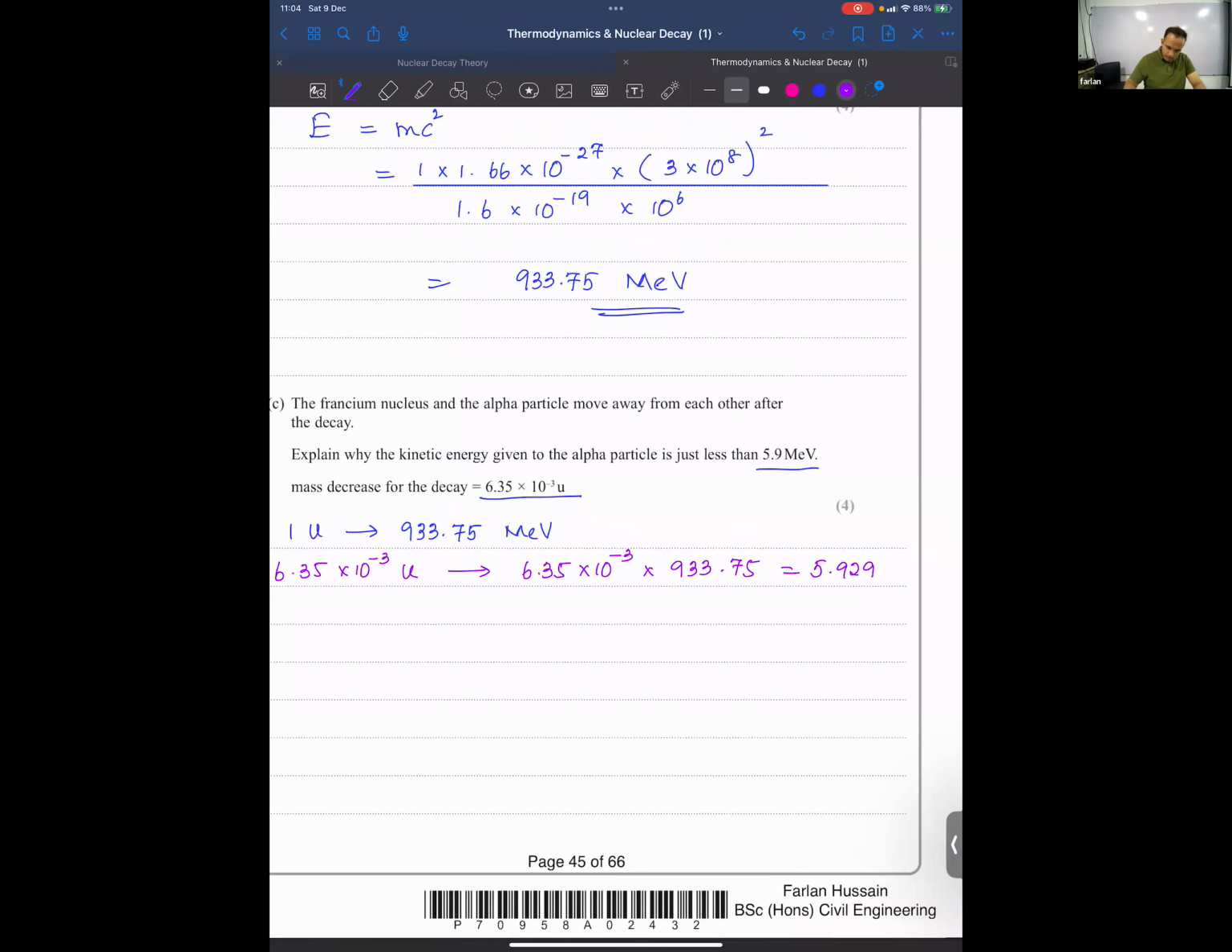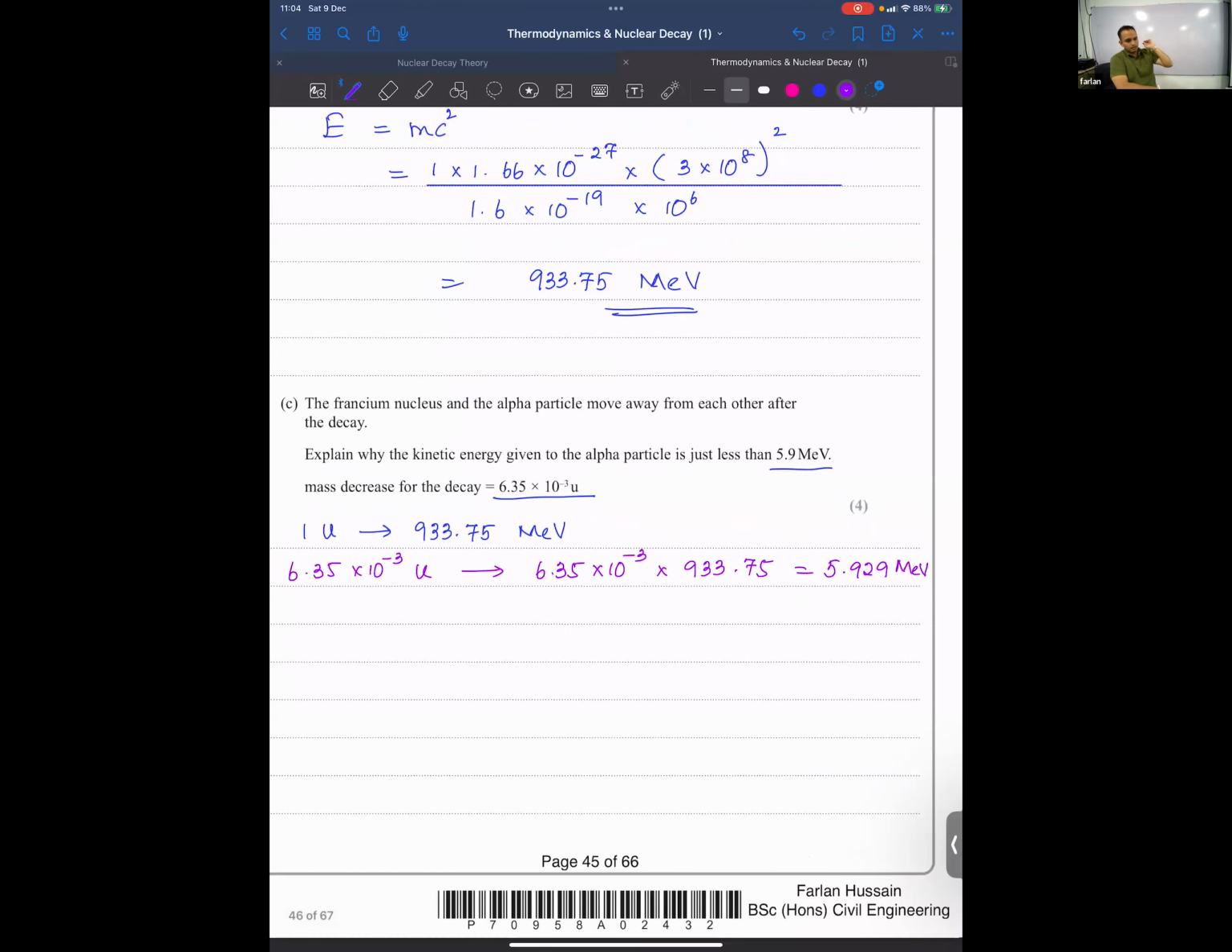These are the energy released in this decay. This is the total energy release. So this total energy release is not only the alpha particle's energy. Like I said earlier, there will be a recoil happening here. When this alpha particle is emitted, let's say to the right, then the francium will recoil, that will move back in a way that the momentum is conserved.